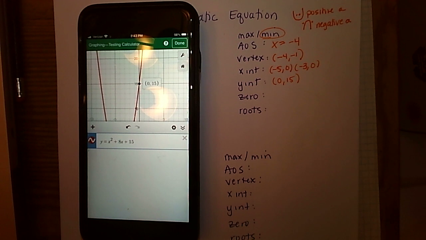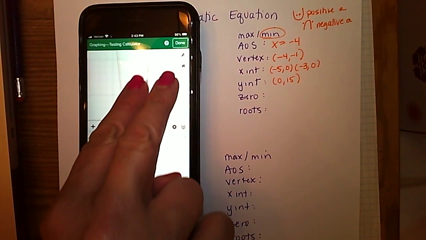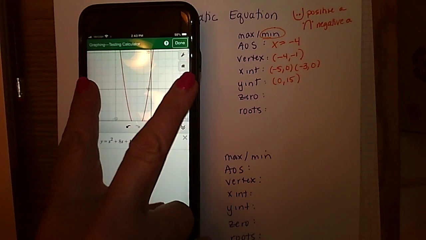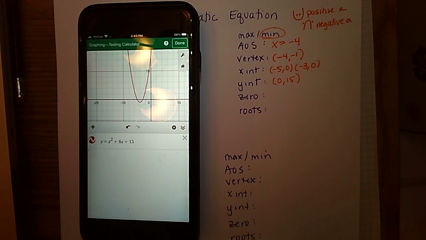We can move our phone. What's nice is because it's a phone, it's touchscreen, I can move my graph. I can make it tiny, I can make it big. I can do whatever I want to do with this graph, which is nice.